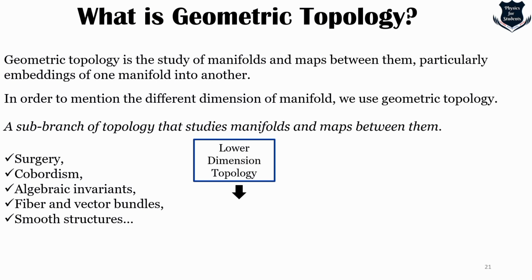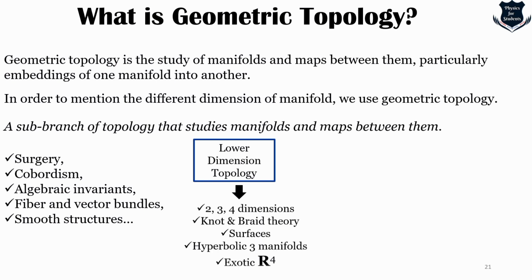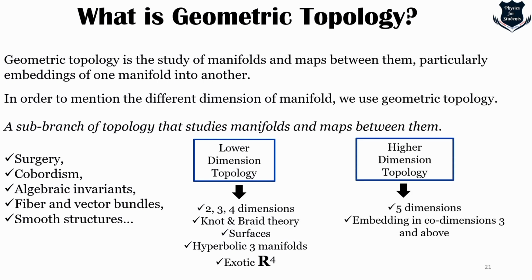So we have divided geometric topology into two parts. The lower dimensional topology, which deals with 2, 3 and 4 dimensions, knot and braid theory, surfaces, hyperbolic 3-manifolds, exotic R4 and so on. And higher dimensional topology, which deals with 5 dimensions, embeddings in codimensions 3 and above. So it is kind of immersion, or putting that kind of object into higher dimensions. To summarize, geometric topology deals with manifolds in higher dimensions, and it is divided into two parts: the lower dimension covers these areas, and the higher dimension those areas.